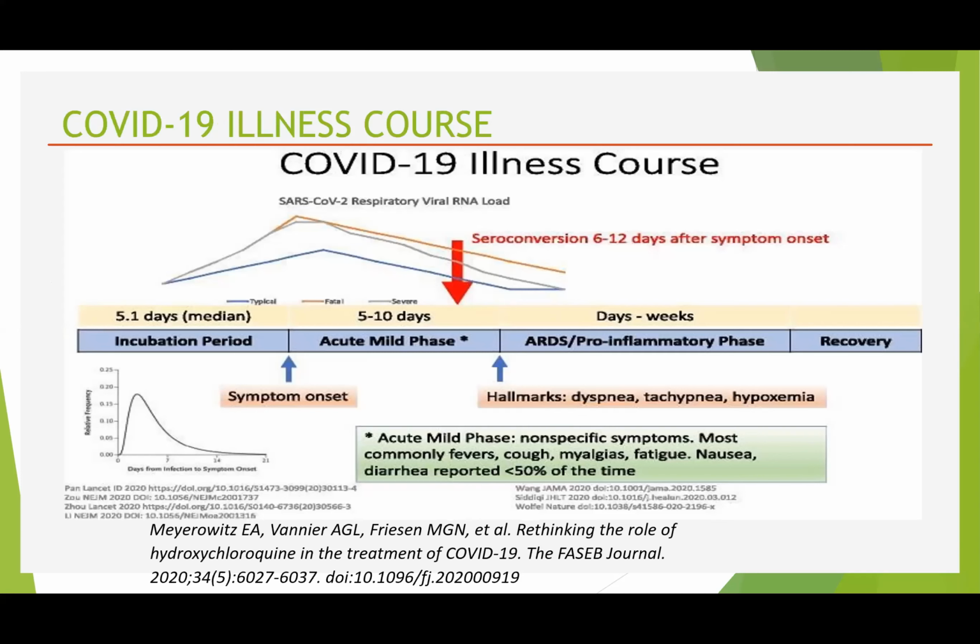This is an important slide, everybody should concentrate. Why? Usually the incubation period is 5 to 6 days, the average is 5.1 days. So after 5 days only the patient will be getting positive. The acute mild illness will last 5 to 10 days, with some fever, cough, diarrhea, myalgia and sore throat. Different symptoms that a patient will present in these 5 to 10 days.